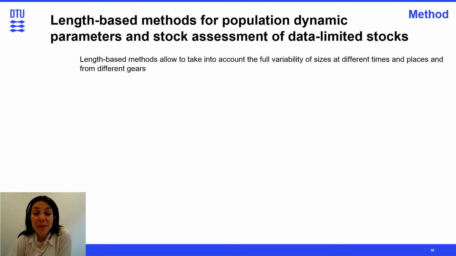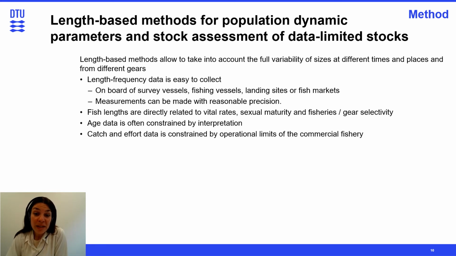Why did we choose a length-based approach? That is because length-based methods allow to take into account the full variability of sizes at different times and places and from different gears. Further, length frequency data is also easy to collect compared to age data and gives the opportunity to set up sampling systems that are statistically cost and labor efficient. Fish lengths are also directly related to vital rates, sexual maturity, and fisheries and gear selectivity.